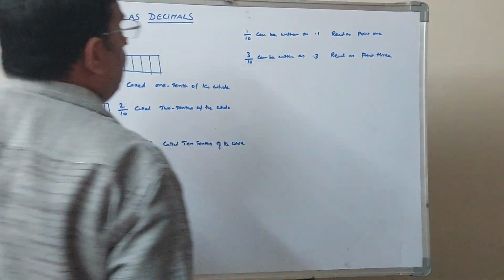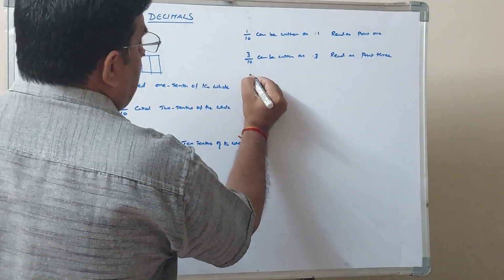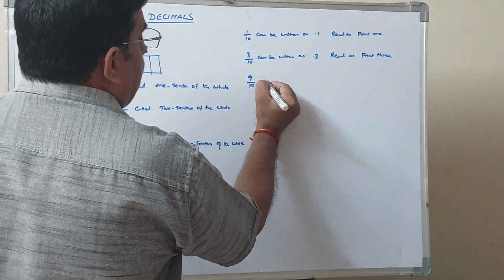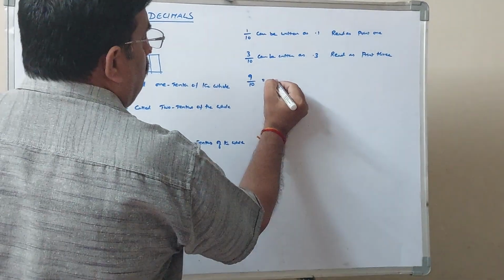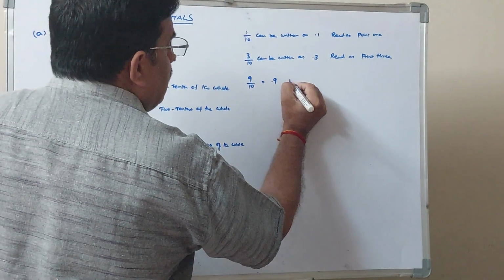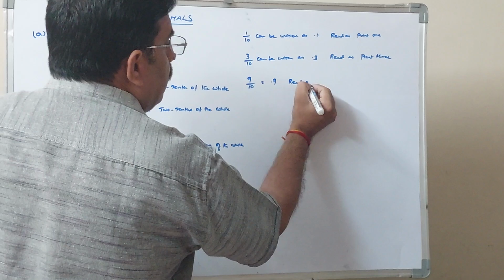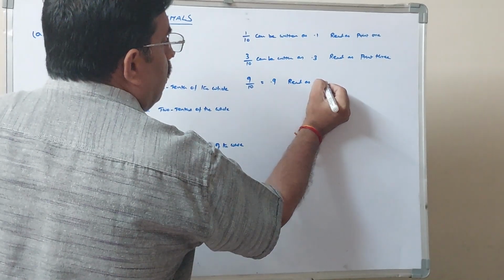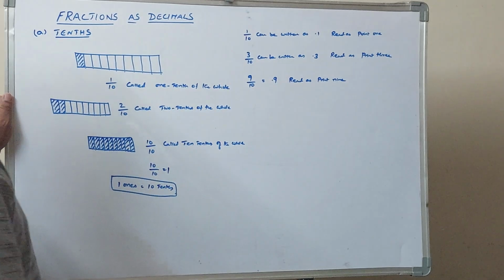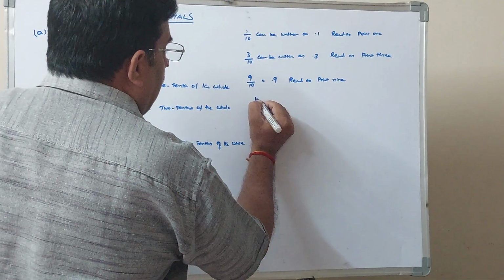If I write it like this, 9 by 10 is equal to 0.9, read as 0.9. Okay, 0.9.